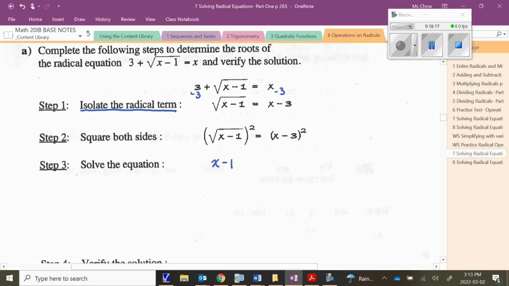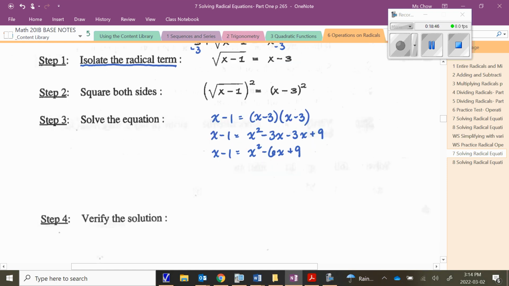That works out nicely. On the right side, because that's squared, we need to expand that so that we can go ahead and apply FOIL. So multiplying our binomials, x minus 1 is equal to x squared minus 3x minus 3x plus 9. Clean that up a little bit: x squared minus 6x plus 9. And here we have a quadratic equation.